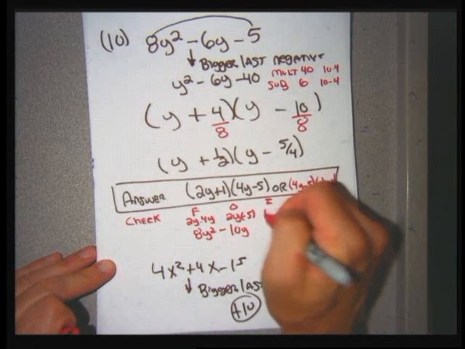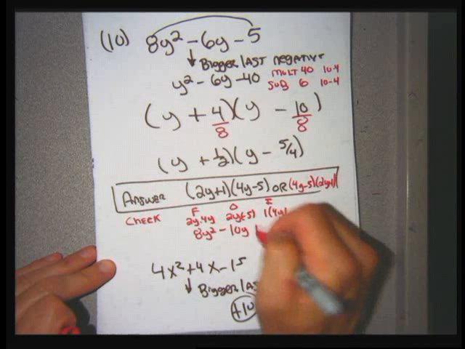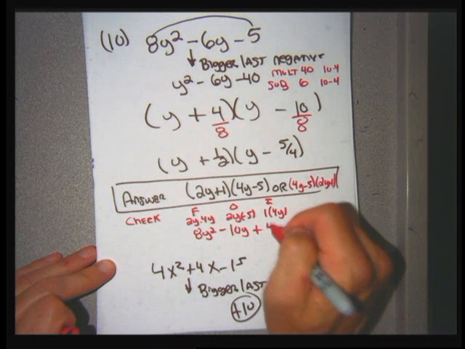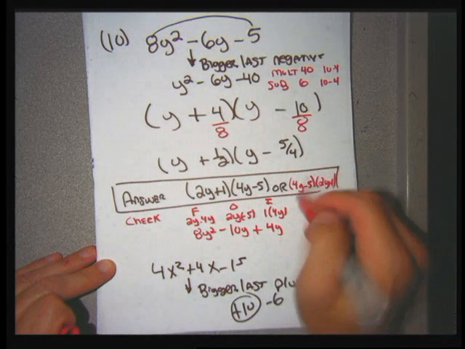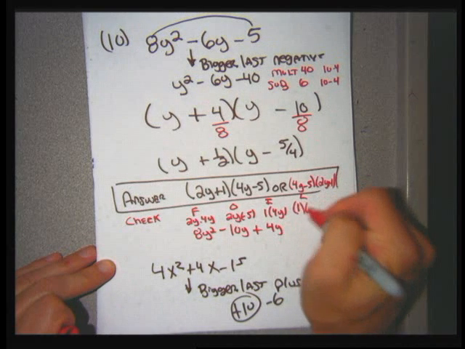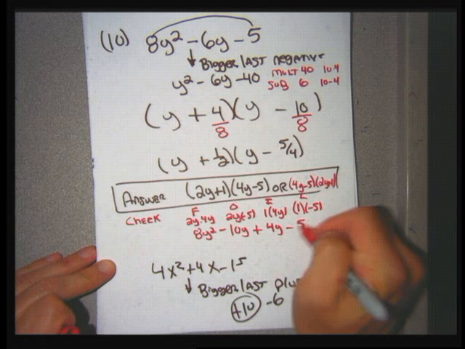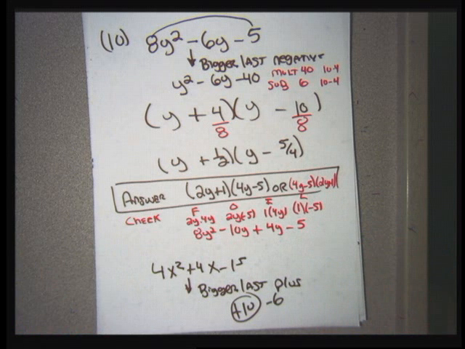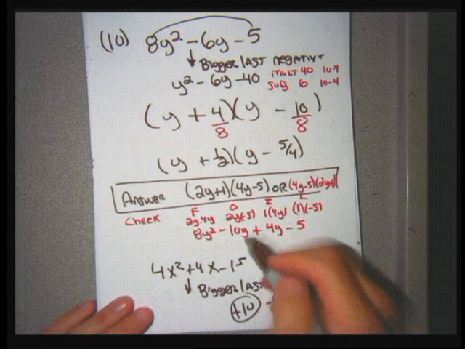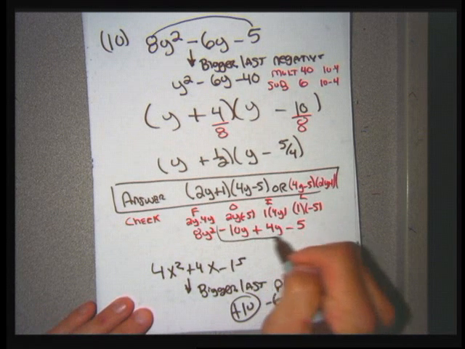The inners are 1 times 4y. Positive times a positive is a positive. 1 times 4 is 4, and I leave the y. And the lasts are positive 1 times a negative 5. Positive times a negative is a negative. 1 times 5 is 5. So the beginnings of my foiling, I get 8y squared minus 10y plus 4y minus 5.